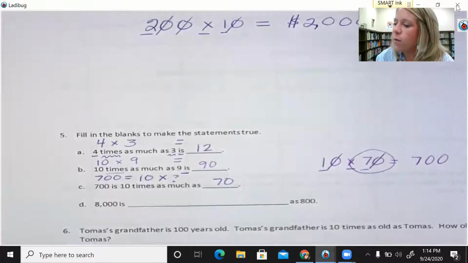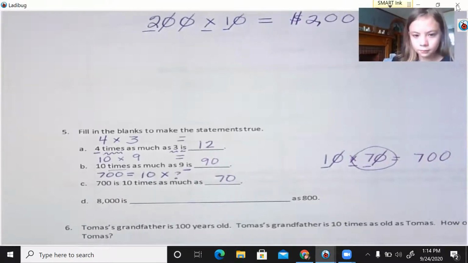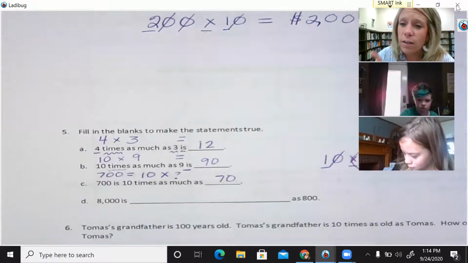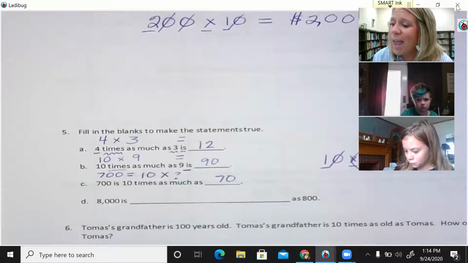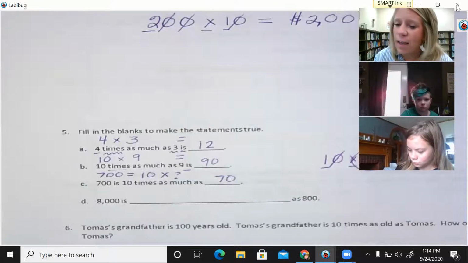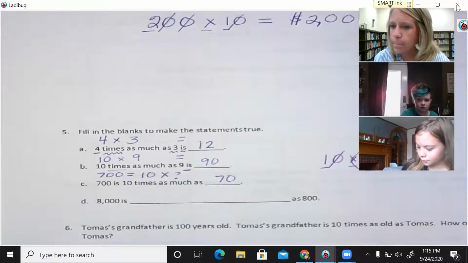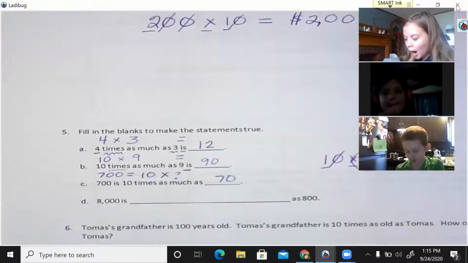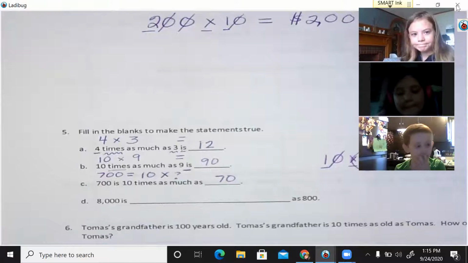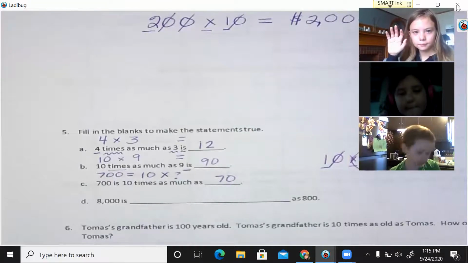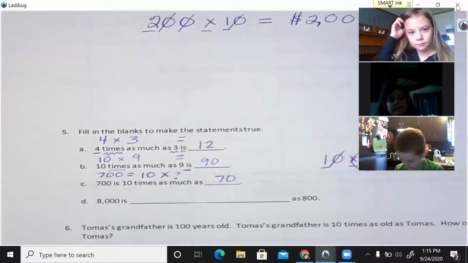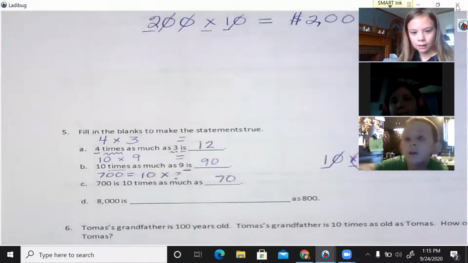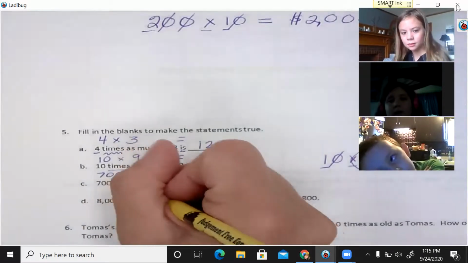Very good. Okay, and we're left with number 8. Now we have a big blank. And I bet you if you've been following along and recognizing the pattern, this one won't be as tough. 8,000 is blank as 800. What do you think goes in here? So every time, we've been talking about all the problems we've been doing, how many times as big as? 10 times as big as? So let's see if that works.